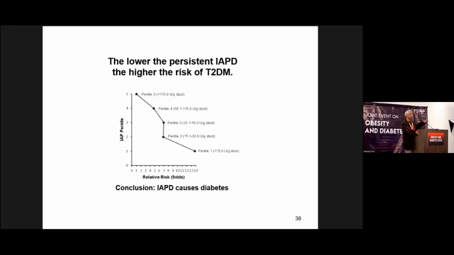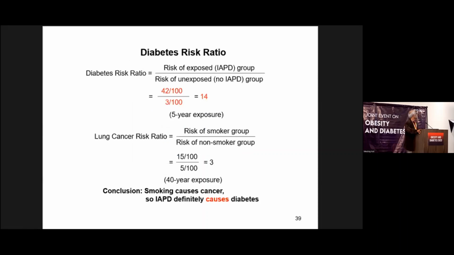And this is the other way of presentation. The less the enzyme, the higher the risk ratio. And we calculated the diabetes risk ratio is about 14, and it's for 5 years of exposure.